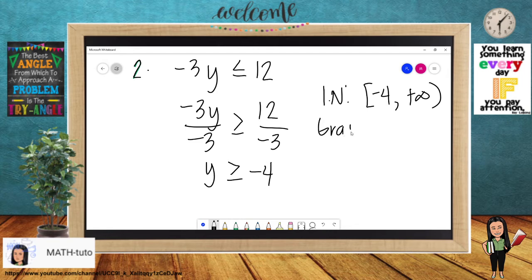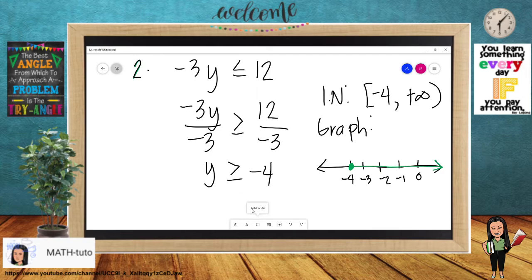And if you want to sketch the graph, it is the set of all numbers -4, -3, -2, -1, 0 to the right. If you use a solid circle, then we shade to the right. But for the graph, you can also use bracket. If you use bracket, then this solid circle is replaced with bracket. Let's have another example.